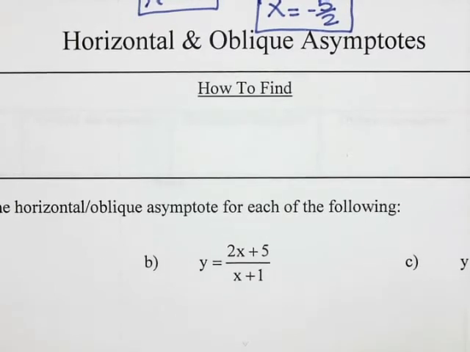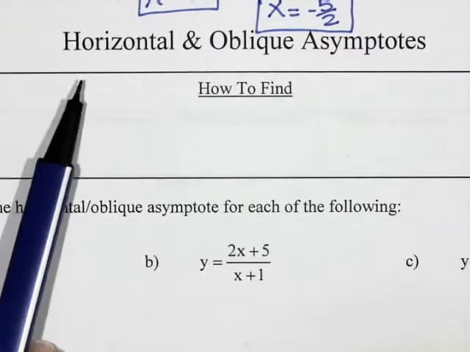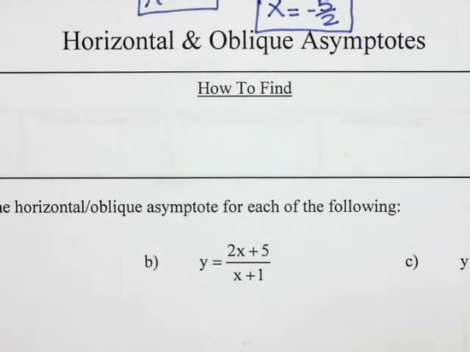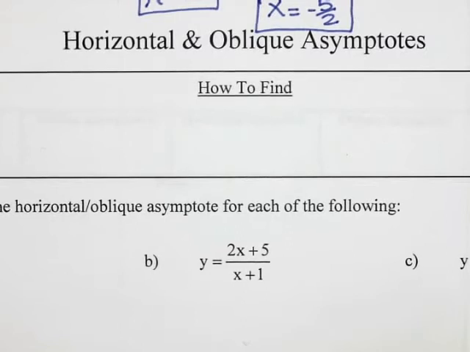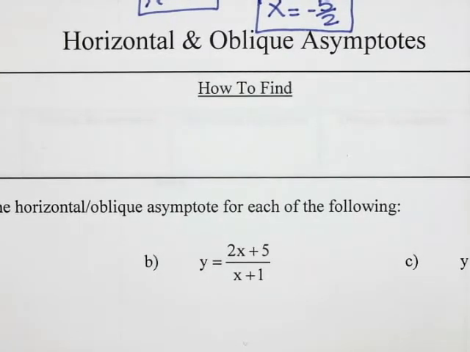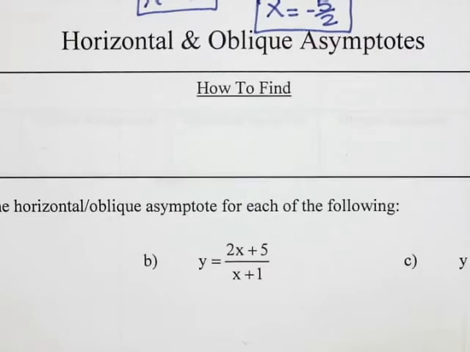This is part 4 of our lesson on rational functions and asymptotes, and we are now looking at horizontal and oblique asymptotes and how to find the equation of the asymptote from a function. So how do I find horizontal and oblique asymptotes? The answer is long division. We are going to take the denominator and divide it into the numerator.